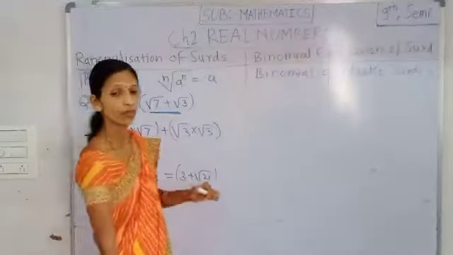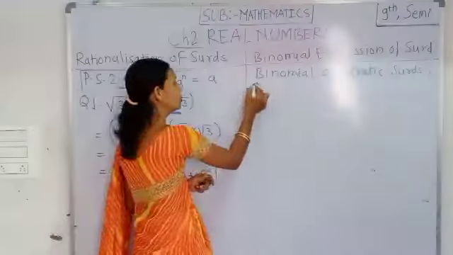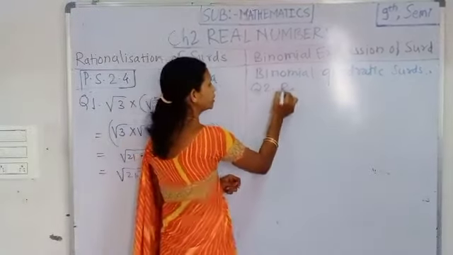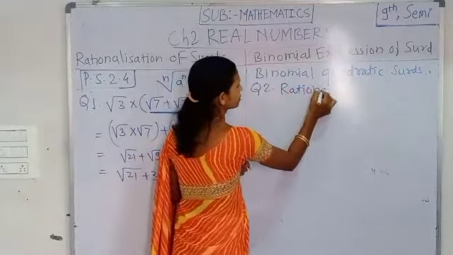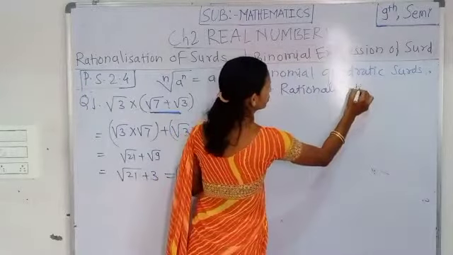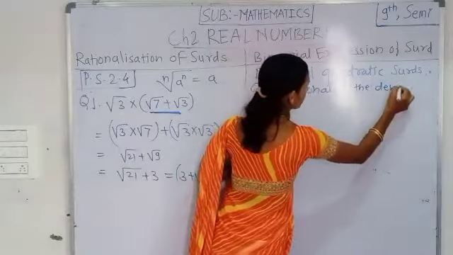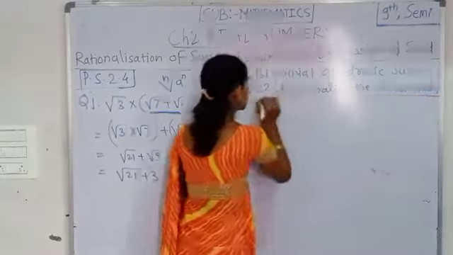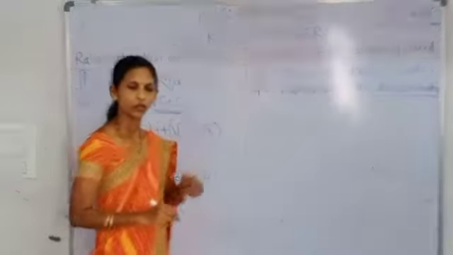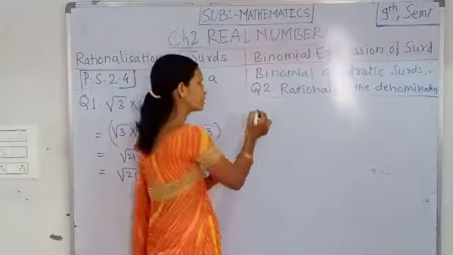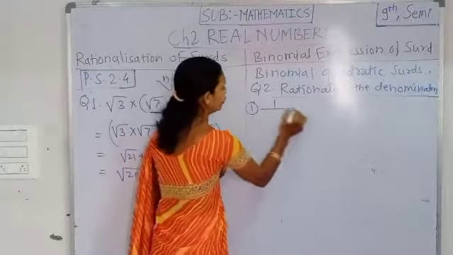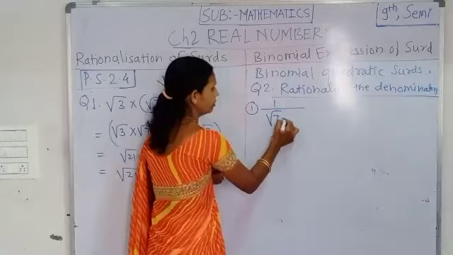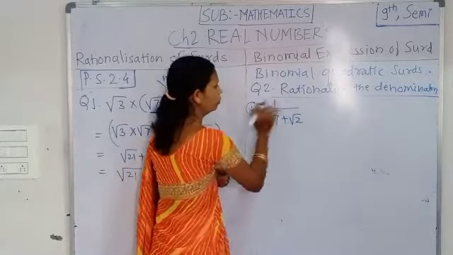Then there are a few examples given in question number 2, that is rationalize the denominator. And here a few examples are given to rationalize the denominator. That is the first one, that is 1 upon root 7 plus root 2.